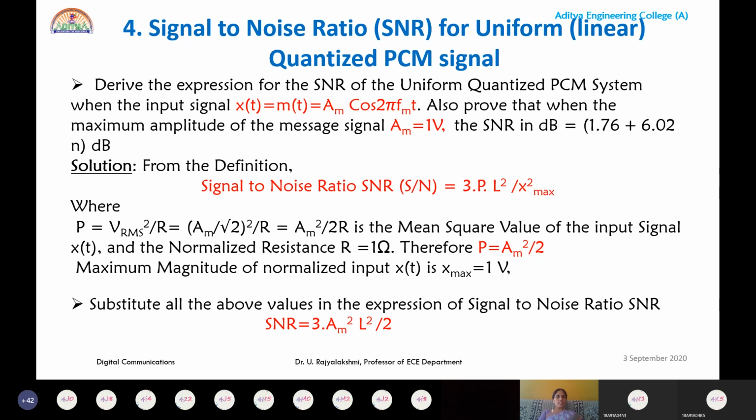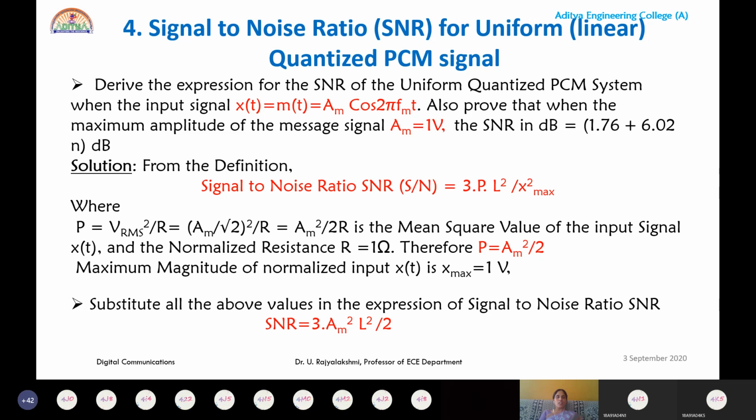Similarly, what is the normalized maximum input? X max is equal to 1 volt. So what will the SNR be? What is the general expression for SNR? We know that the SNR general expression is 3P L square by X square max, where P is the signal power. How much signal power here for this Am cos 2 pi fm t? Am square by 2. So please replace P as Am square by 2 and X max as 1, because the input signal x of t is normalized. So take X max as 1 volt and replace P as Am square by 2.